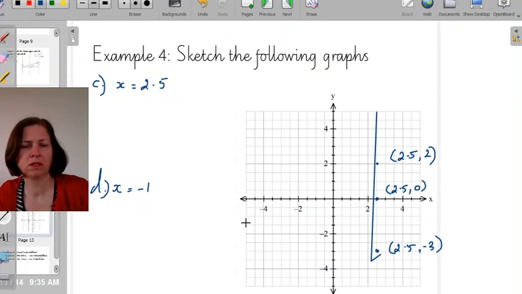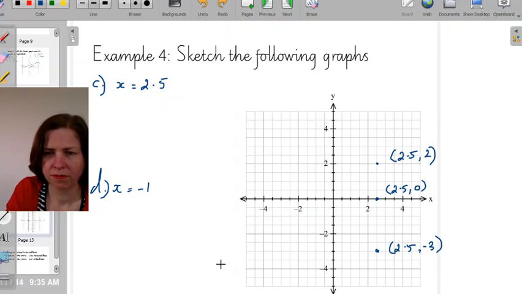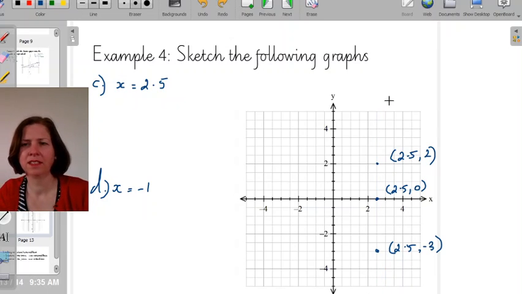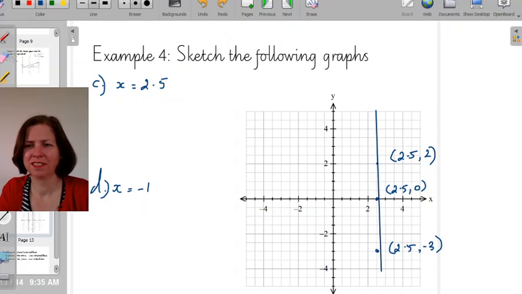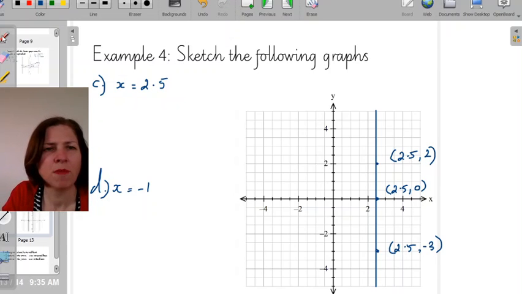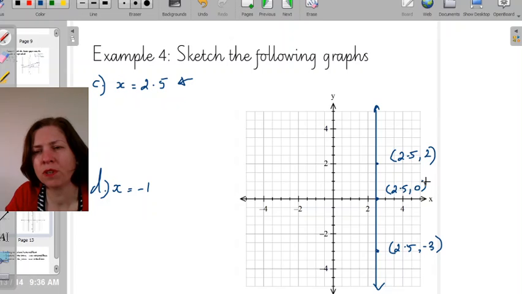That'll have to do. Okay, so that is my vertical line. It goes through the point x equals 2.5, which is the equation. It goes through the point x is 2.5 and y is 0, and I always label that point.